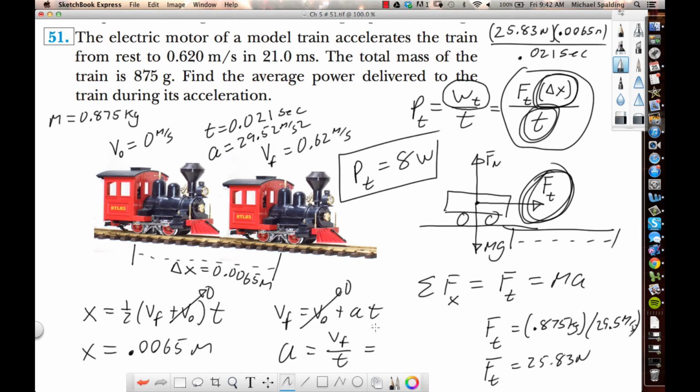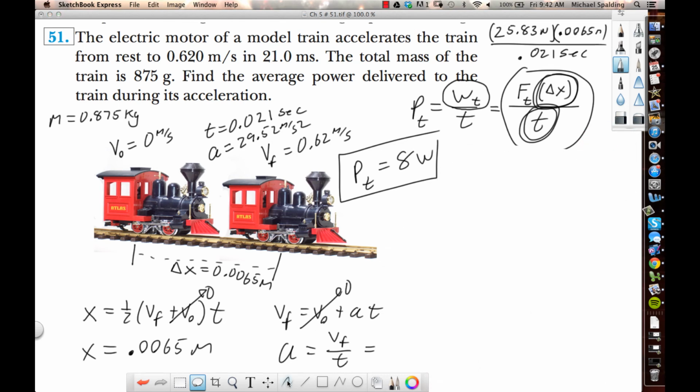Another way you could have done this, and I think you'll like this next way better: what's the other way to look at power? Energy per time. This is particularly nice because there's no friction. If friction's present, you have to factor that in, because friction is sucking energy up, so it's like the train is working against it. But here there's no friction.